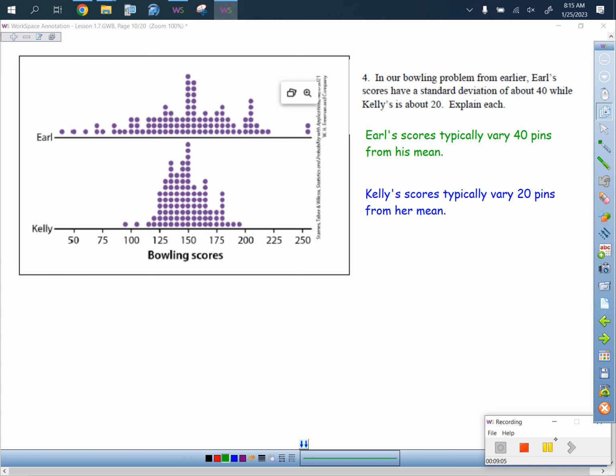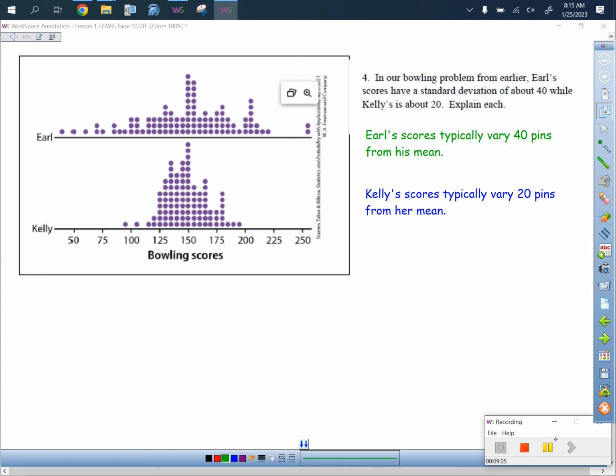So let's try to dive into a little bit of understanding. The standard deviation is not going to go away. I totally know it's new and it's weird. Whose dots in the dot plot are more spread, Earl's or Kelly's? Earl's are way more spread apart, and didn't he have a bigger standard deviation, right?